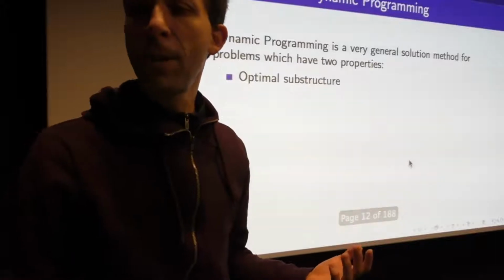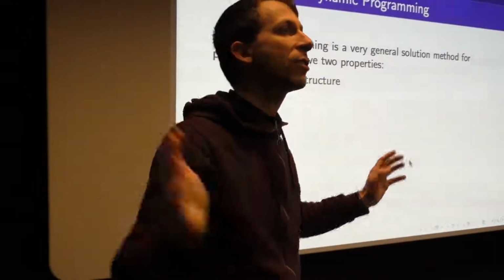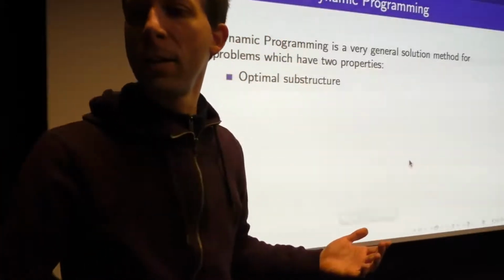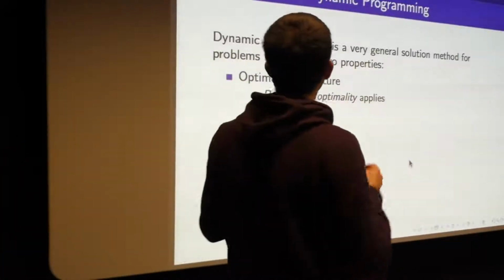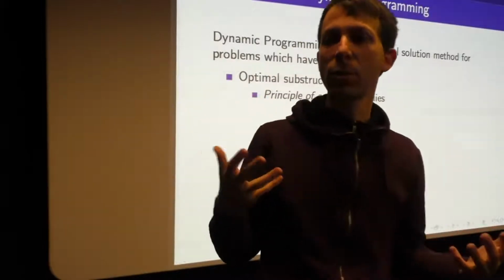Specifically, dynamic programming needs to have two properties in order to be applicable. This is not about RL yet. This is just the general idea of dynamic programming. So you need to have something called optimal substructure, which basically means that the principle of optimality applies, which we'll talk about later.